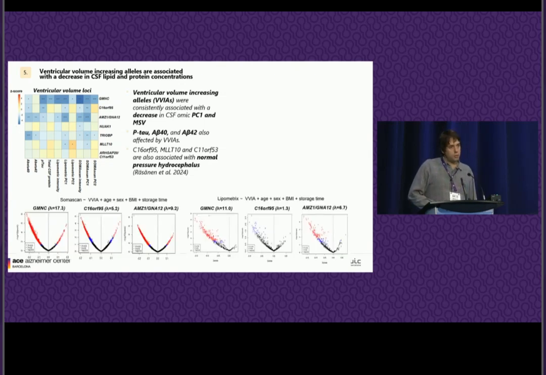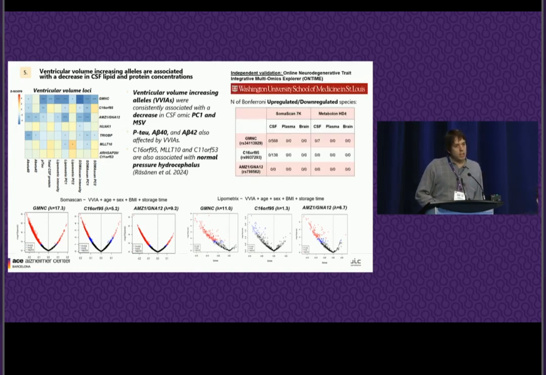Not only this, but when we tested the association of these alleles with the individual protein and lipid species, we found a really strong inflation in these models, with very asymmetric volcanoes and a tendency for the alleles increasing ventricular volume toward downregulation of the protein and the lipid species. And finally, we validated our results in an independent cohort with available proteomics and metabolomics in CSF, plasma, and brain, and observed a very similar pattern that was exclusive to the CSF omics data.